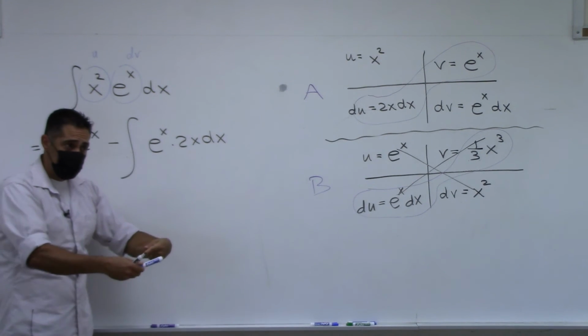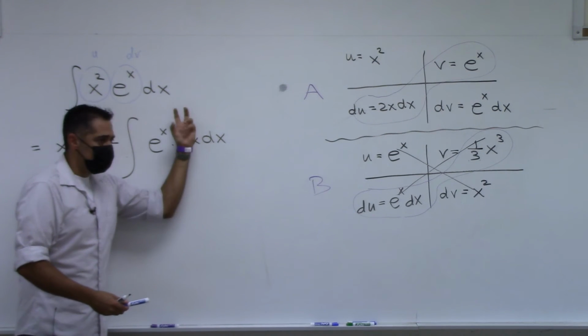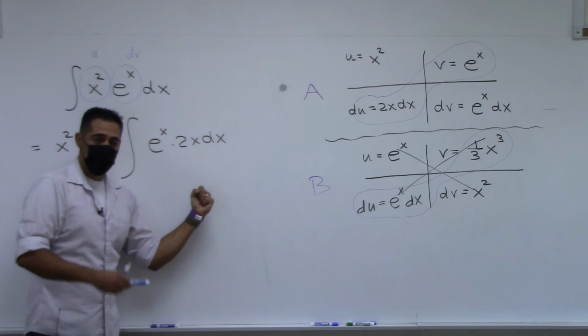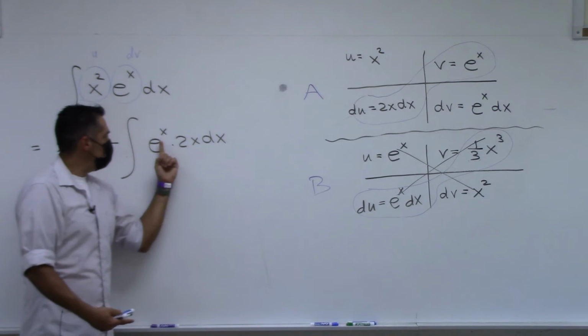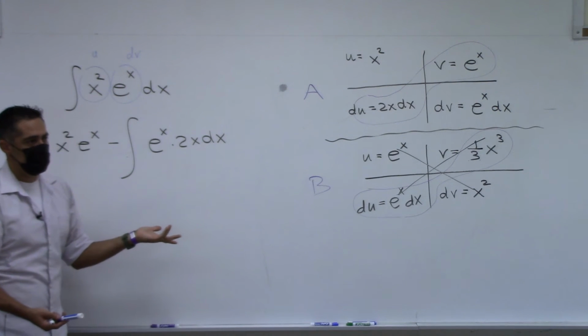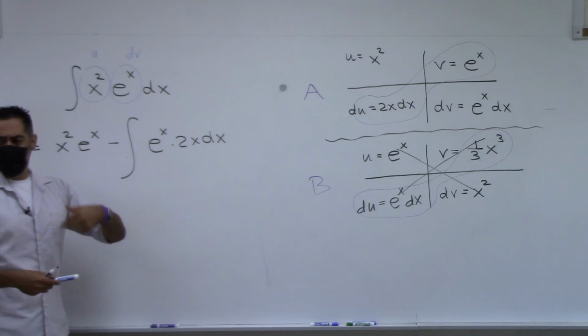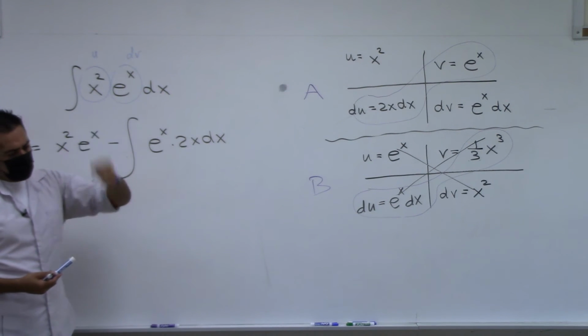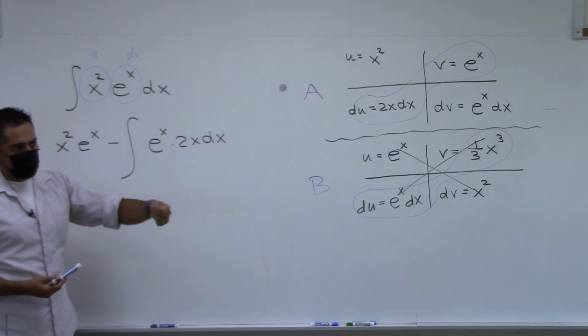If I do it again, if that's my u, I can bring the power down again, which would take it to a 1 or a dx, and then this would be integrated, and that would just be e to the x again. Do y'all see that? I'm going to repeat the integration by parts to chip away at the power on the x.